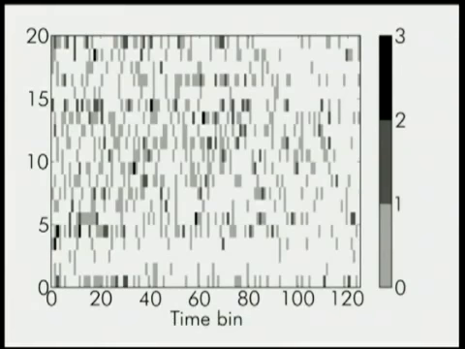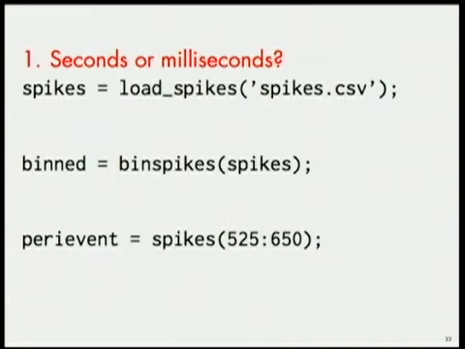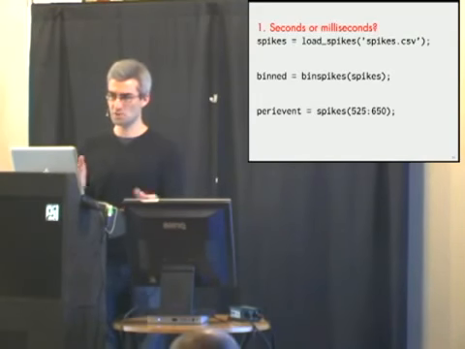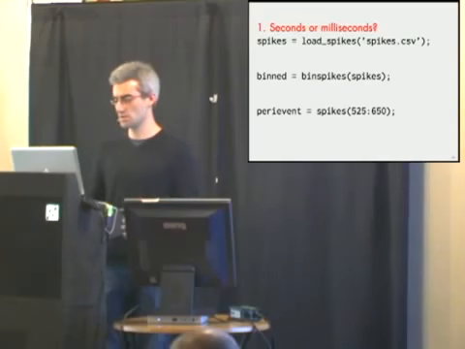The pixelation really isn't the problem. There are many problems, but one problem is that we don't know if these spikes are represented in seconds or milliseconds. Neuroscience is an interesting domain because we do these experiments over many seconds, minutes, hours, but we can get granularity to the millisecond. So sometimes it'll be represented in seconds and sometimes in milliseconds.